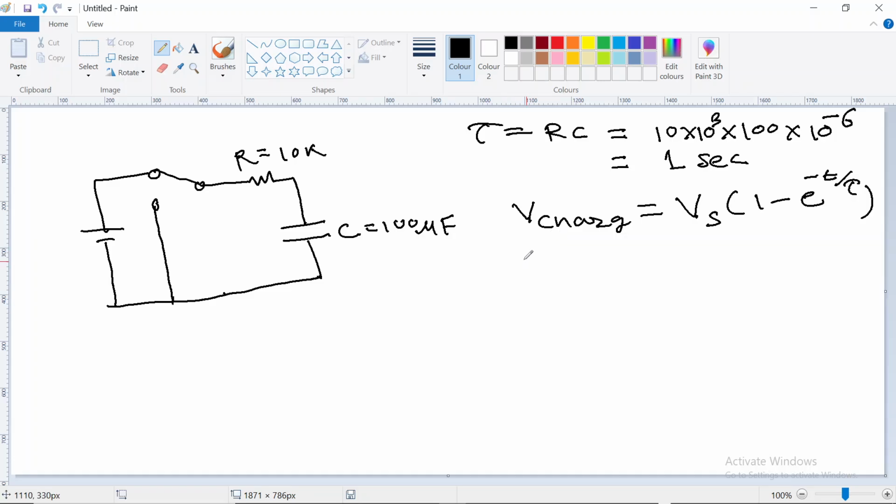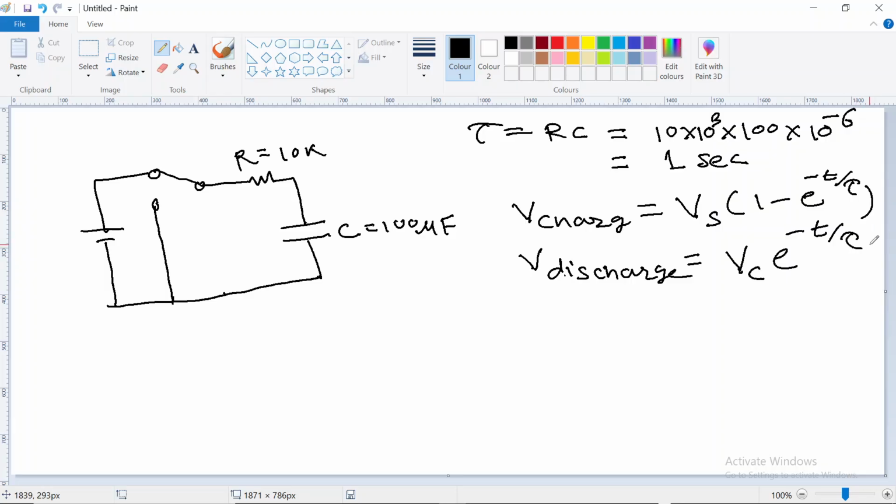Similarly, for discharge, V discharge equal to, during the discharge, the voltage across the capacitor will be Vc, whatever voltage is available on the capacitor at t equal to 0, multiplied by e to the power minus t by tau.